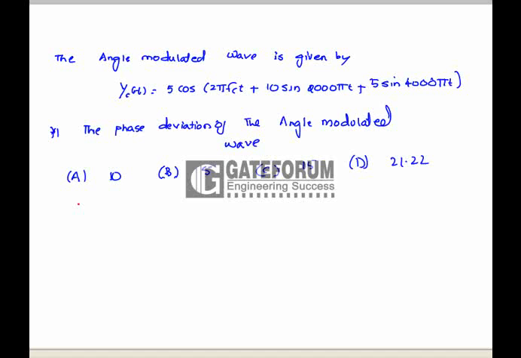The angle modulated wave is given by Yc of t. The maximum phase deviation is decided by the maximum value of this term. So 10 plus 5 is the maximum phase deviation, that is 15. Option C is correct.